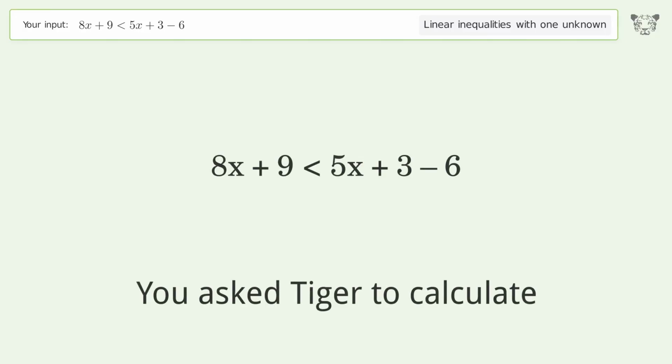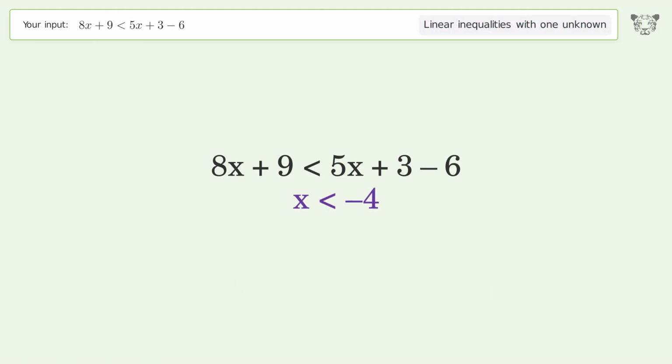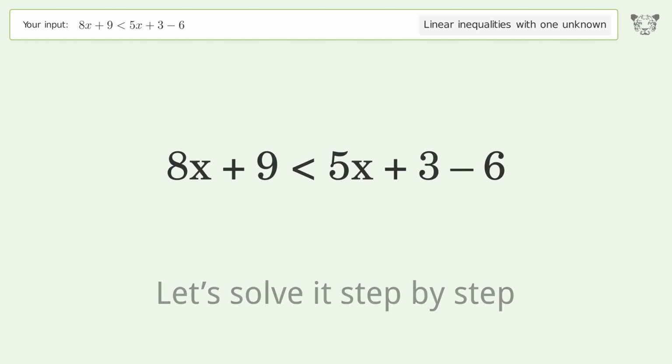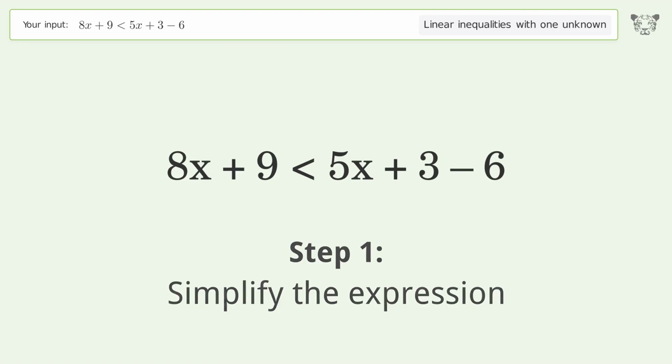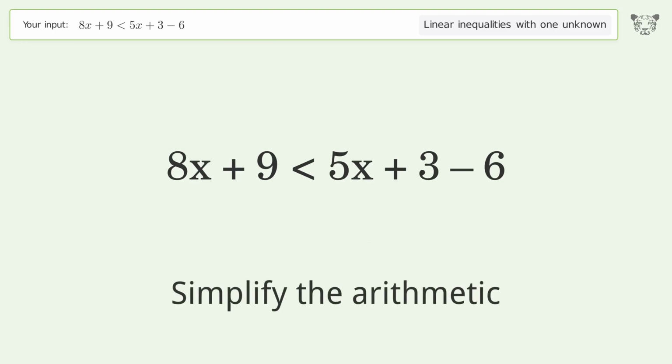You ask Tiger to calculate. This deals with linear inequalities with one unknown. The final result is x smaller than -4. Let's solve it step by step. Simplify the expression. Simplify the arithmetic.